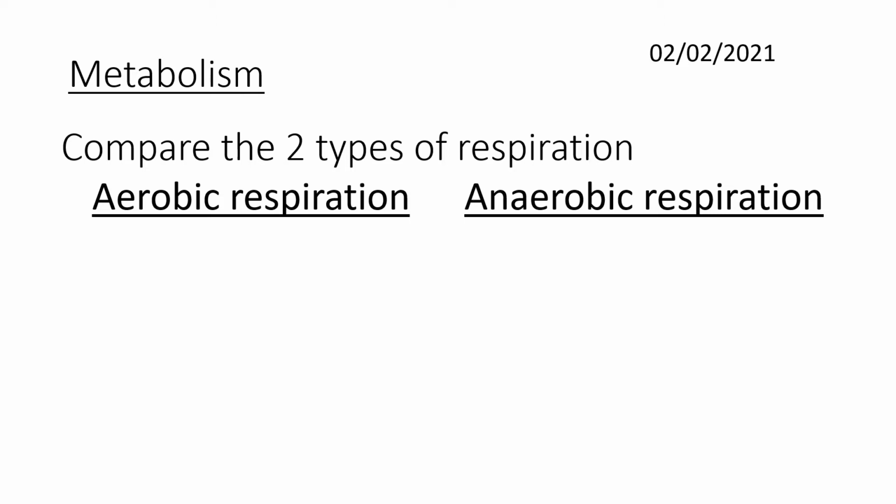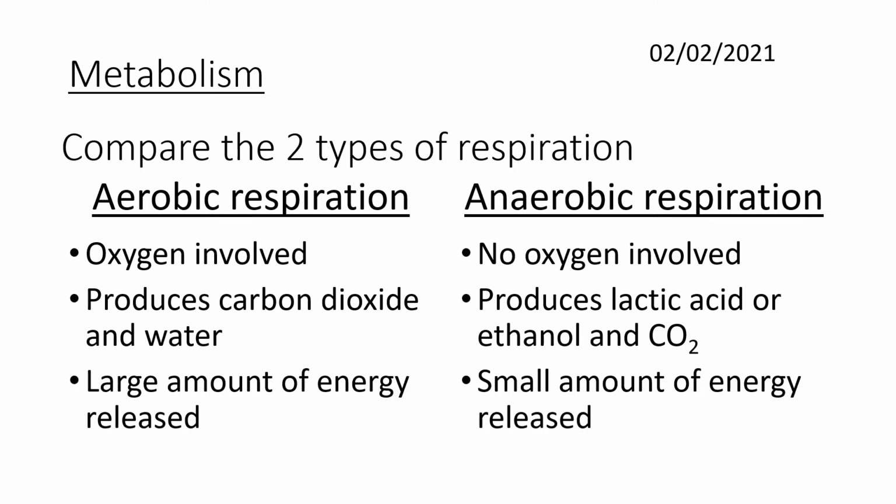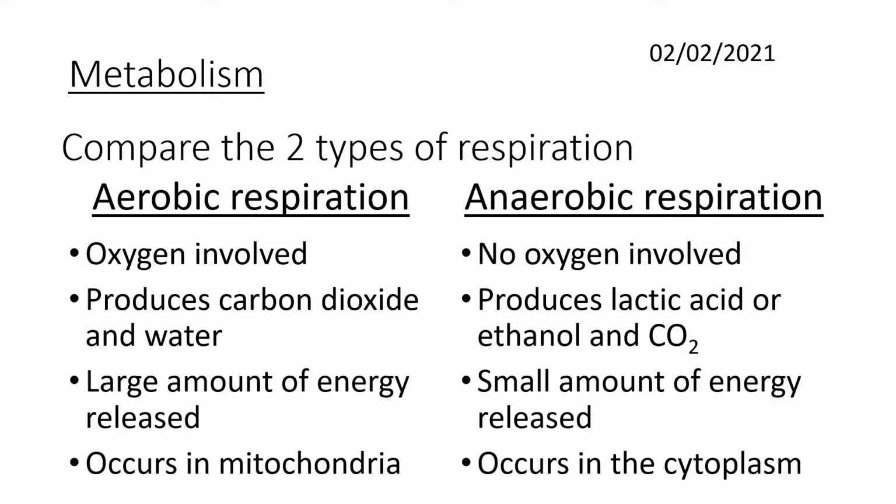So the main comparisons between aerobic and anaerobic are the fact that in aerobic we have oxygen involved. In anaerobic there is no oxygen involved. They both produce different things. In aerobic, carbon dioxide and water is produced. In anaerobic, it's lactic acid, or it can be ethanol and carbon dioxide depending on the organism that's doing the anaerobic respiration. Aerobic always produces a large amount of energy, whereas anaerobic only produces a small amount of energy. And aerobic occurs in a mitochondria, where anaerobic occurs in cytoplasm.